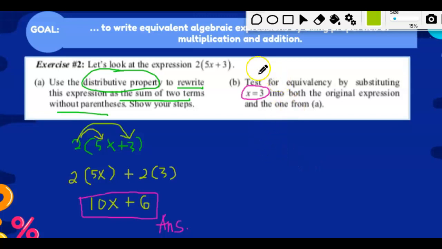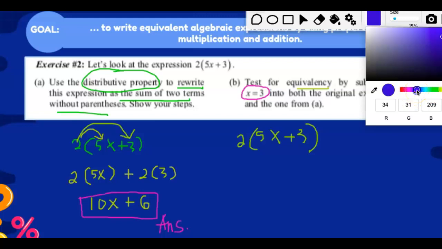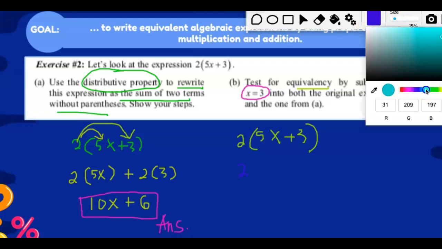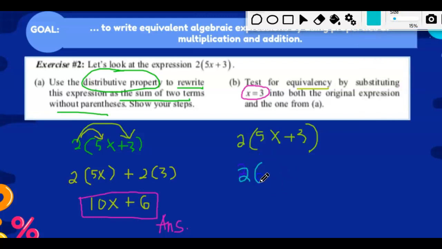Alright? So it says here, test the equivalency by substituting x equals 3 in both original expressions to see if they are the same. So the original expression is 2 times (5x plus 3). That's the original one, right? It tells us to see if we got that correct, or if we are able to create equivalent expressions. So this is 2 times 5, the x should be 3. So let's put 3 here, plus 3.